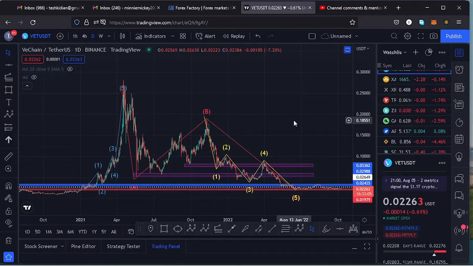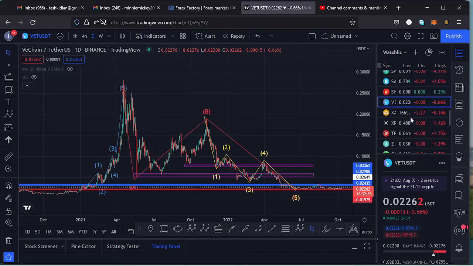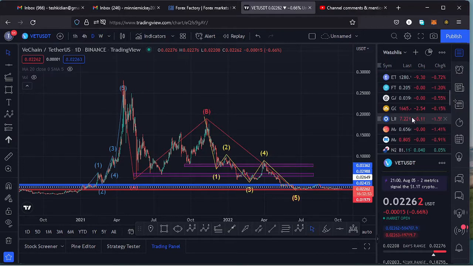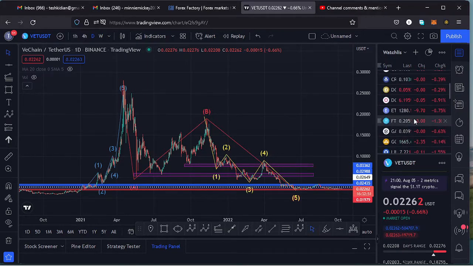I'll be giving you a price prediction update on Vechain, whose current price stands at the $0.02262 mark, and here on TradingView the market is down by 0.66%. From what you can see here on my watch list, everything on the crypto market is red, meaning the whole crypto market is on a downtrend.